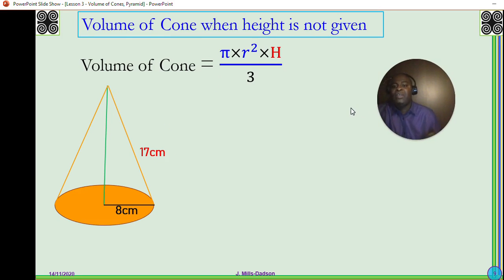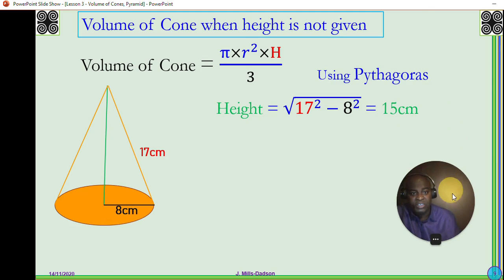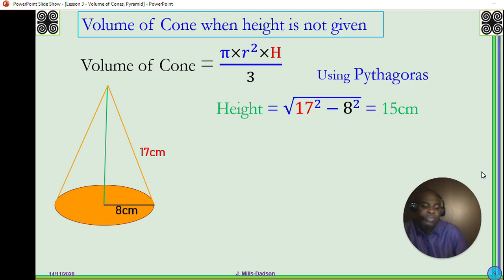Okay, here I have a cone, but the height is not given. I've been given rather the radius and the slant height. But I could see that I could make a right angle triangle and also use Pythagoras to find my perpendicular height. Remember, the height is always perpendicular height. So using Pythagoras, you're going to have 17 squared minus 8 squared. Find square root of that.